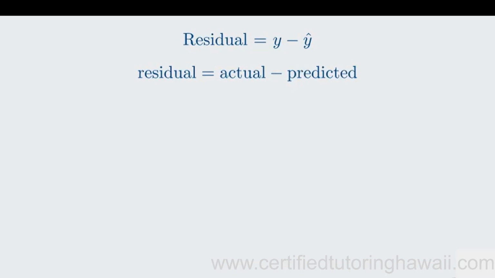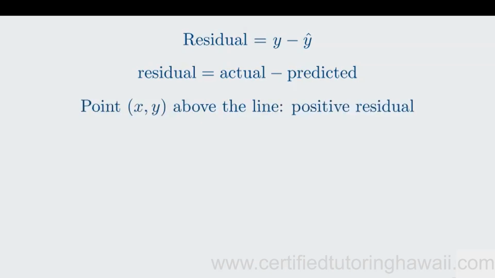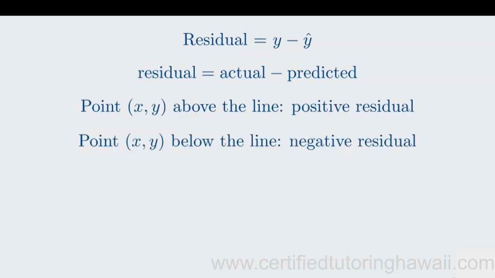If a data point lies above the regression line, the actual value is greater than the predicted value, resulting in a positive residual. If the data point is below the line, the actual value is less than the predicted value, giving us a negative residual. And if the point is exactly on the line, the residual is 0.